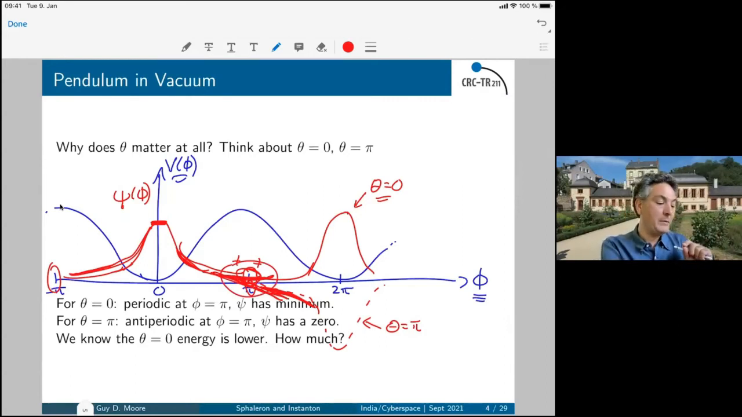And you could estimate how much higher that energy is by finding out just how small is the wave function here using, say, a WKB approximation. And that's essentially what we're going to do. That's what the instanton is going to give us. So the energy, if theta equals 0, is lower, and if theta equals pi, the energy is maximal.